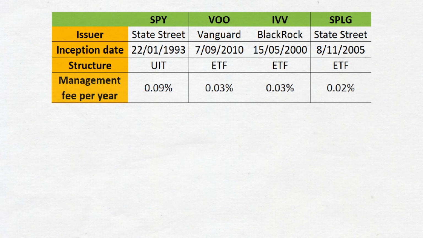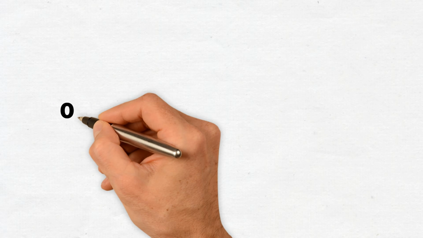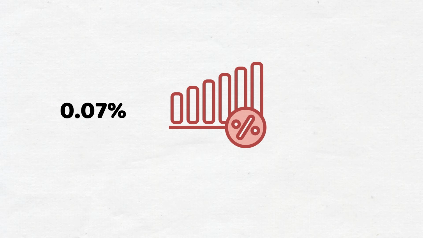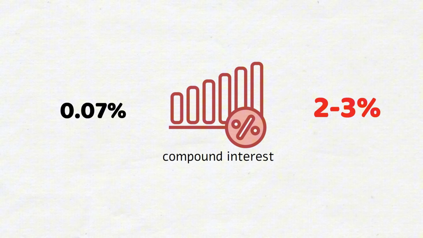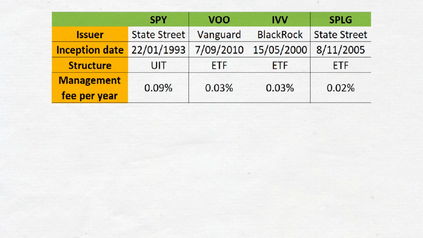Next, let's look at management fees. Although all four funds have relatively low fees, SPY's fee is the highest and SPLG's is the lowest. The difference is only about 0.07%. But over the long term with compounding, that gap can translate into a 2 to 3% difference in returns. So, if you're a long-term investor, choosing the ETF with the lowest fee clearly makes more sense.